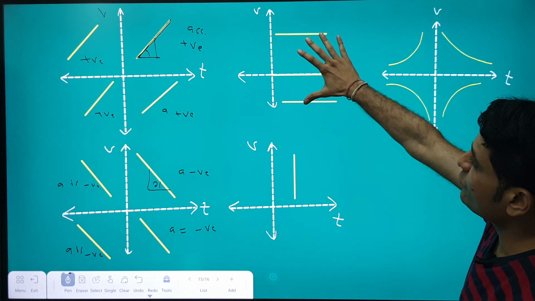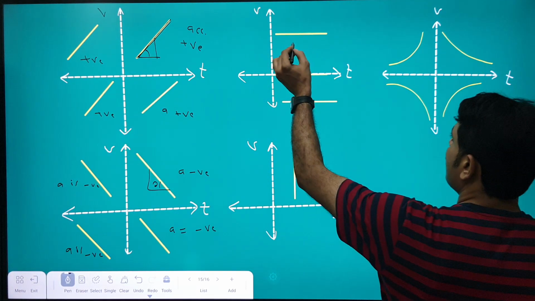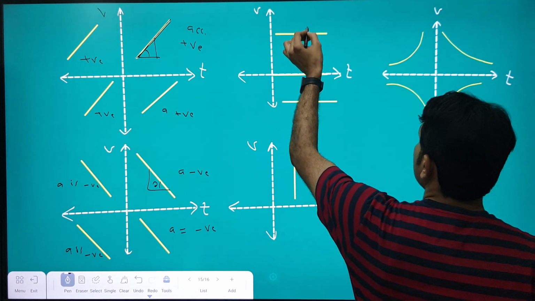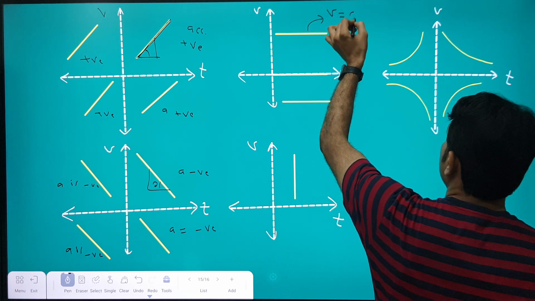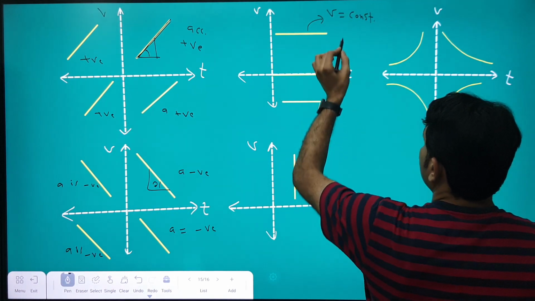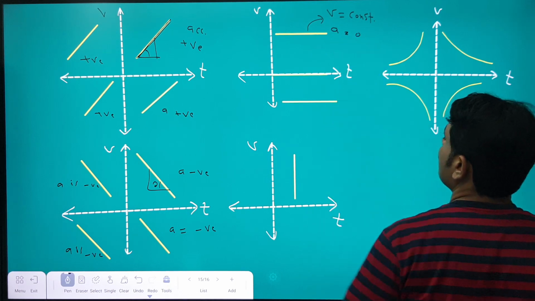So what if the graph of v versus t is like this? If it is remaining parallel to the time axis, it means here velocity is remaining constant. Velocity is constant, or we can say acceleration is zero in this case.